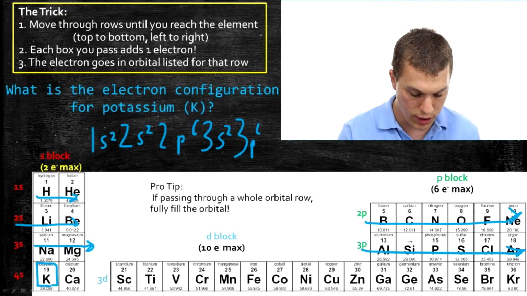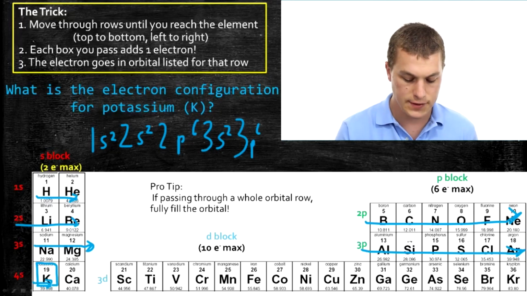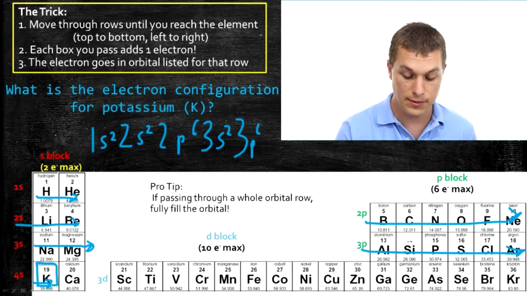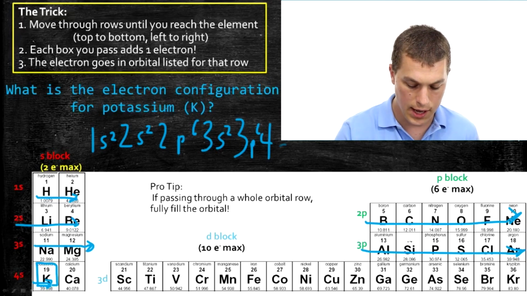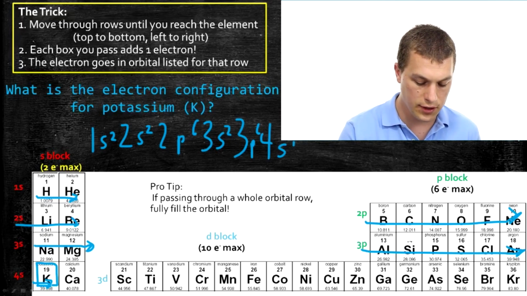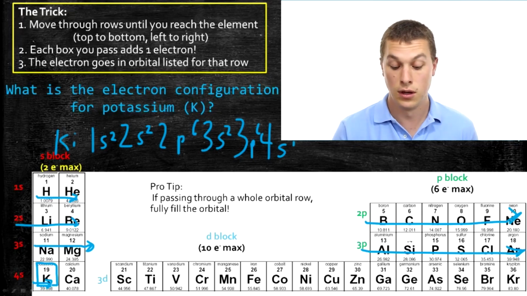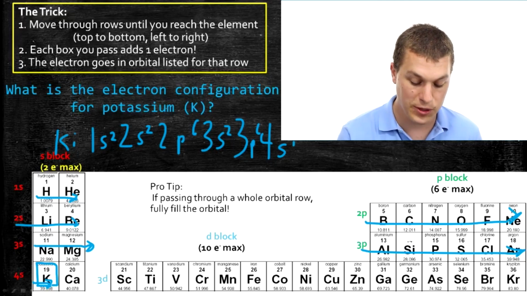All right, lastly, we go barely into the 4s. We only pass through 1 box in that 4s row, so that means there's only 1 electron there: 4s1. So our electron configuration for potassium is 1s2, 2s2, 2p6, 3s2, 3p6, 4s1. So we can write this a lot faster with the periodic table.